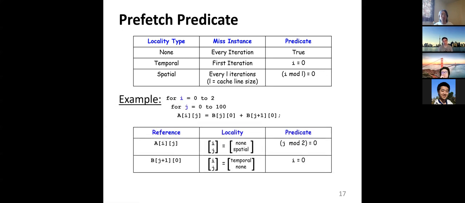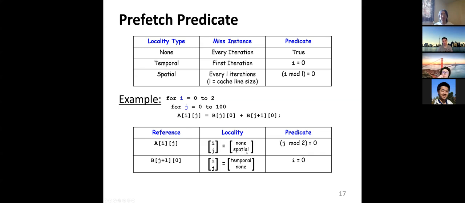So to make it a little bit more clear, let's look at this piece of code. We're going to keep using it again and again for simplicity so you get used to it. What kind of locality is there, and what is the predicate? For example, here the reference A[I][J] has two dimensions. There is no locality across the I dimension. There is locality across the J dimension, and that's spatial. So the predicate along this dimension is true, which means you don't need to write it, because there's no need to do an AND with true.